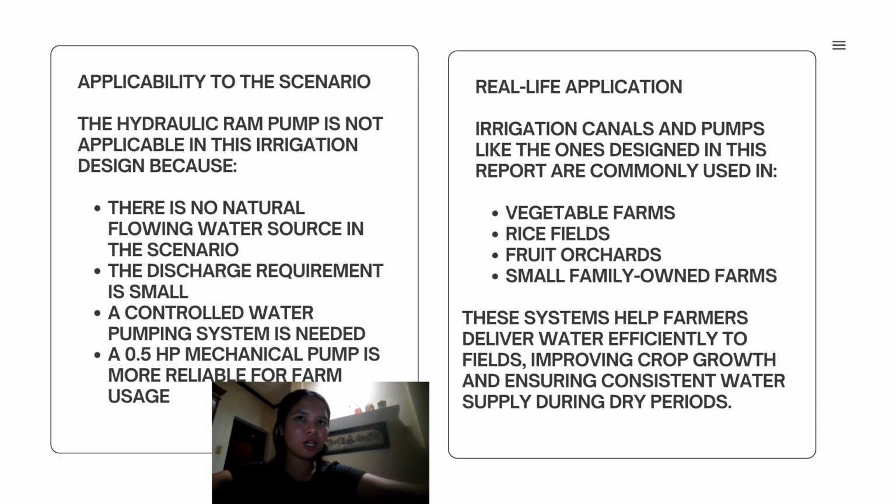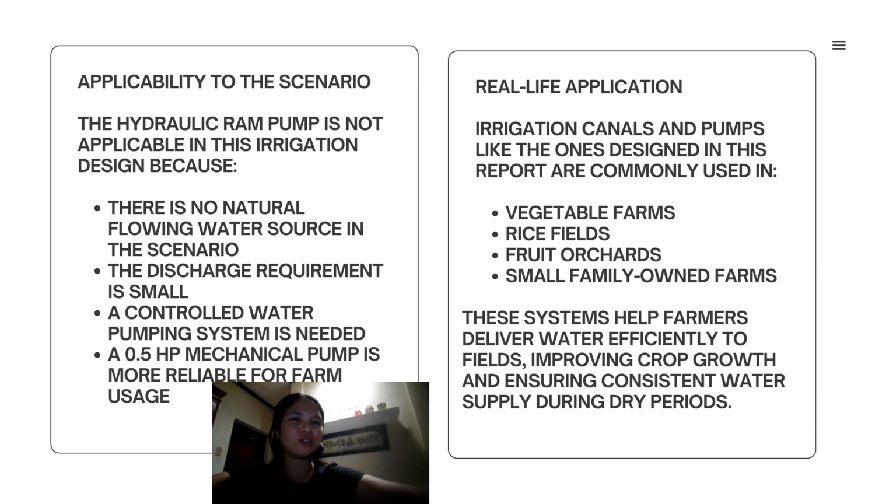So in real-life application, irrigation canals and pumps like the ones designed in this report are commonly used in vegetable farms, then sa mga rice fields, then mga fruit orchards, and small family-owned farms, mga gagmay lang or small-scale farmers. And this system makatabang sa mga farmers to deliver water efficiently into fields and improve crop growth.